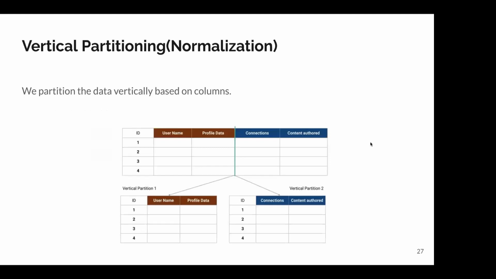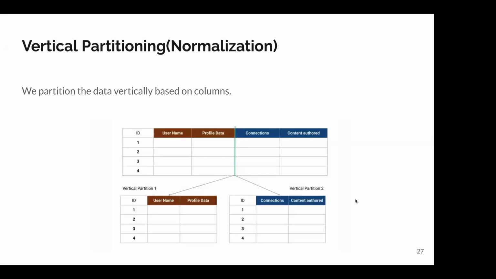Vertical partitioning is also called normalization. Here we partition the data vertically based on the columns. In this example, you have user data, and you would be using the username and profile data very often, so you want to split that into a separate table. Connections and content author are very rarely used values, so in that case you want to put them in a separate table. That's how vertical partitioning works.